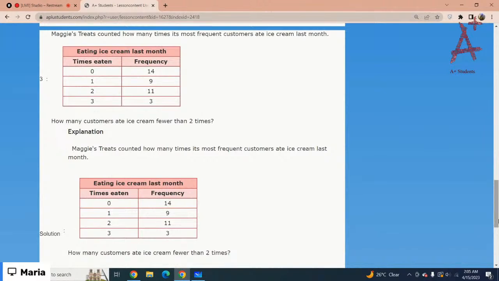We are working on grade 7 maths. The chapter is data and graphs. And I'm on the very first lesson, that is interpret tables.